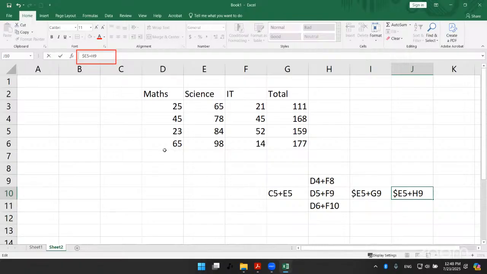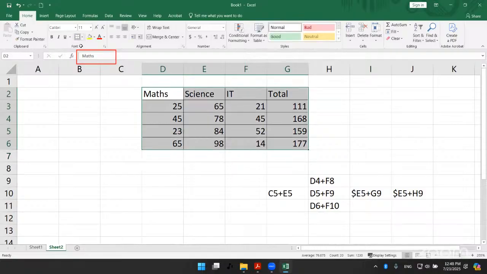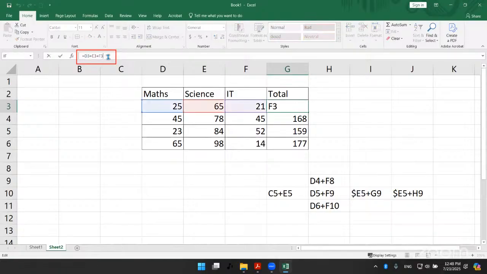So let's see a question. This is the marks. So the total marks, we got the total marks like this. Or else we can just put the formula.